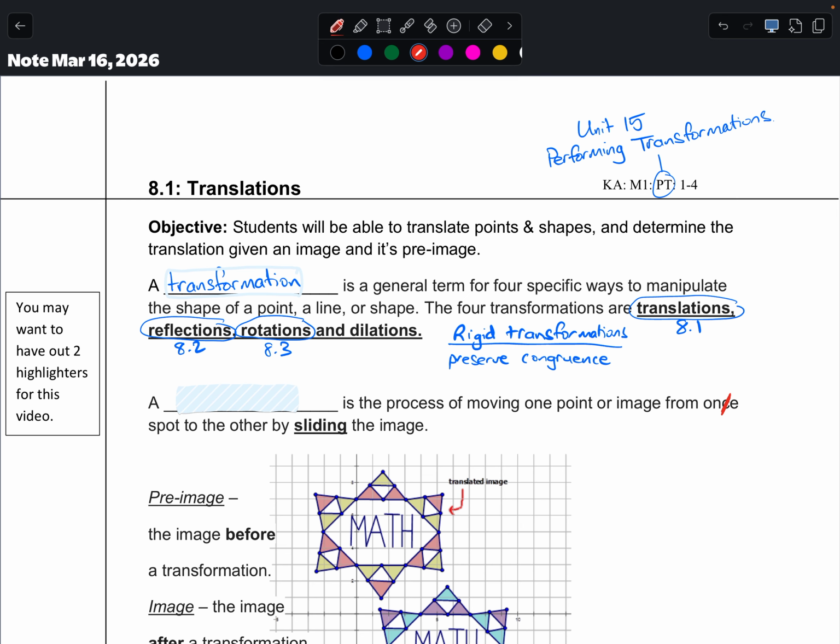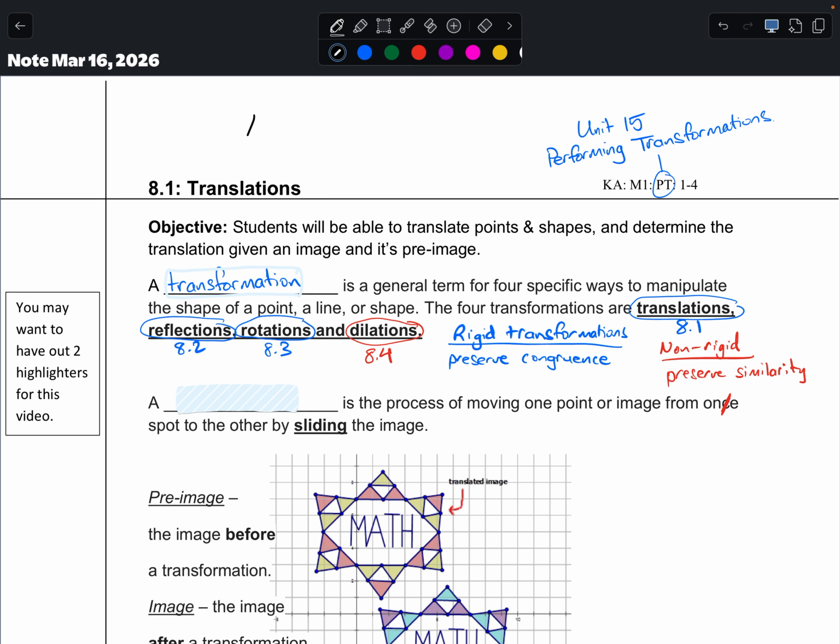When we get to the end of our chapter in 8.4, we'll talk about dilations. That's the only one that we'll learn about that's called a non-rigid transformation. Dilations, they do preserve similarity. Remember, if 2 shapes are similar, that means they're the same size, but not necessarily the same shape.